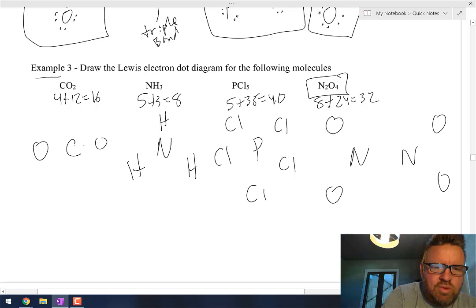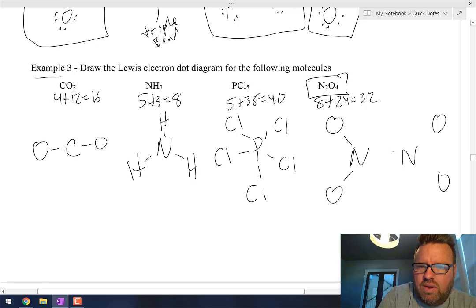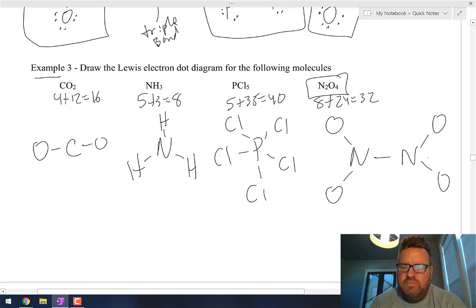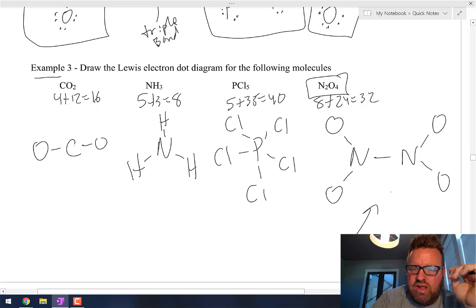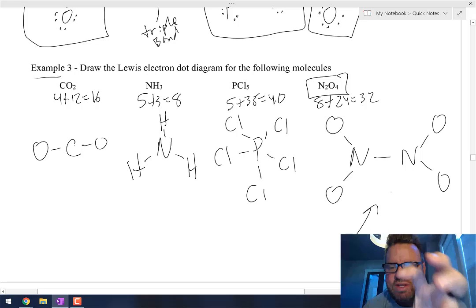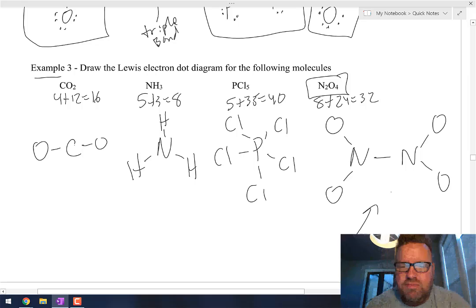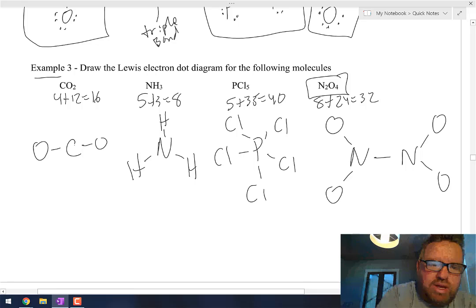Okay, then we place a single bond between the outer atom and the central atom. Now here, basically, we are going to put a bond between the 2 nitrogens as well. Okay. And again, this one's a little bit odd in that it doesn't have 1 central atom, it has 2, but we still have to connect them together. Okay, and then we're going to complete the octet for the outer atoms, so I'm going to put 6 dots on everything that's not hydrogen. Oh, hydrogen. No dots on those hydrogens, but all the chlorines.